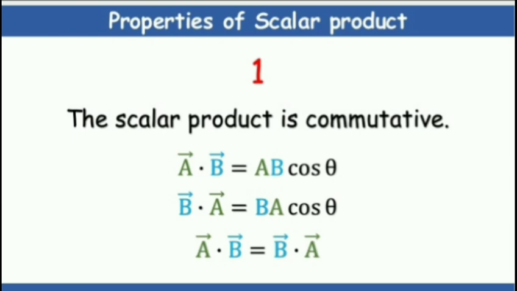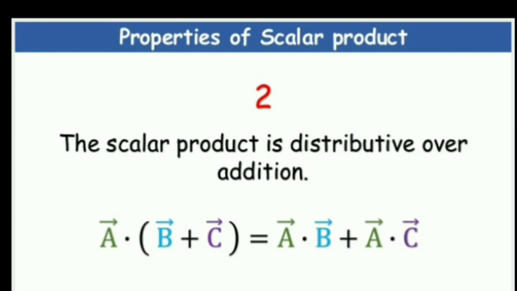Properties of scalar product. The scalar product is commutative. A vector dot B vector equals AB cos theta. B vector dot A vector equals BA cos theta. That means A vector dot B vector equals B vector dot A vector.